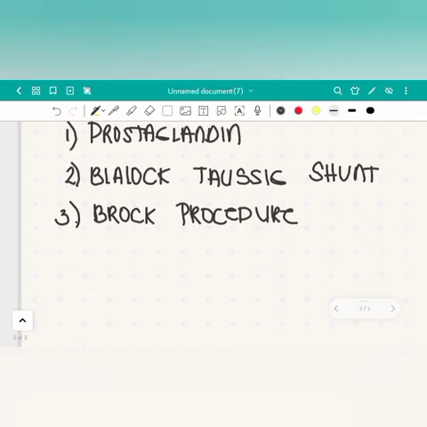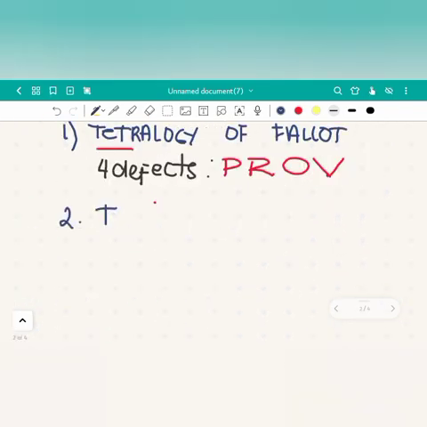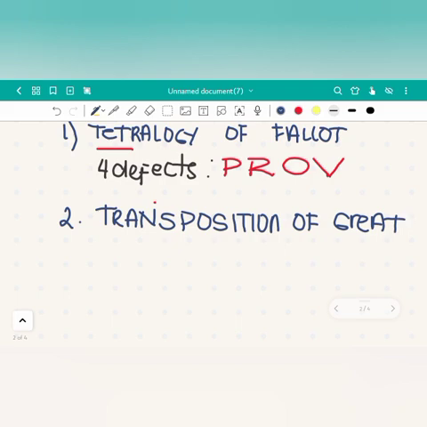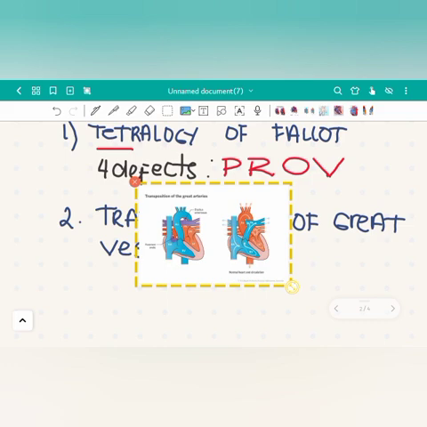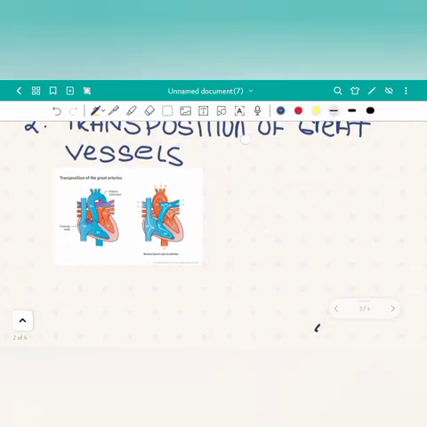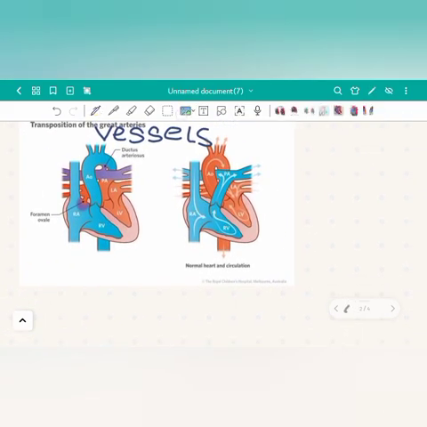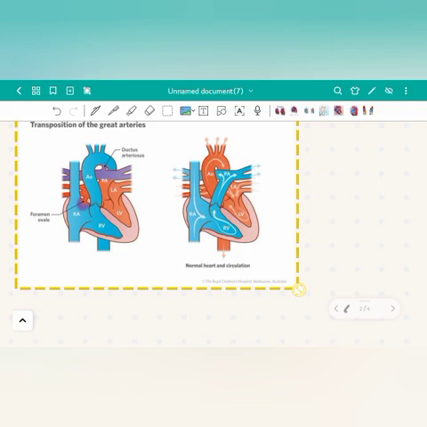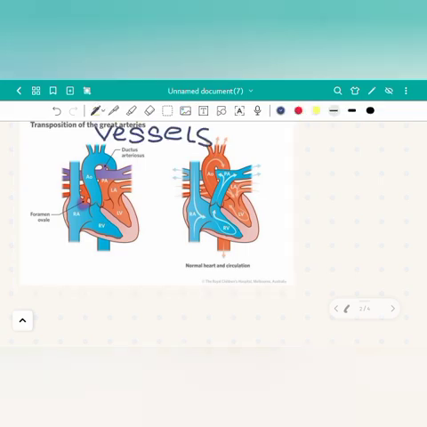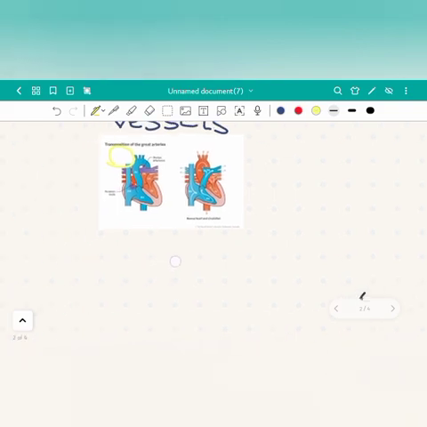So our next heart defect is the transposition of great vessels. So here there is a reversal of the two main arteries leaving the heart. We have the pulmonary artery and the aorta. As you can see in this picture, transposition of the great vessels. Yan. Nagkakaroon ng opening. So the management of this is surgery.